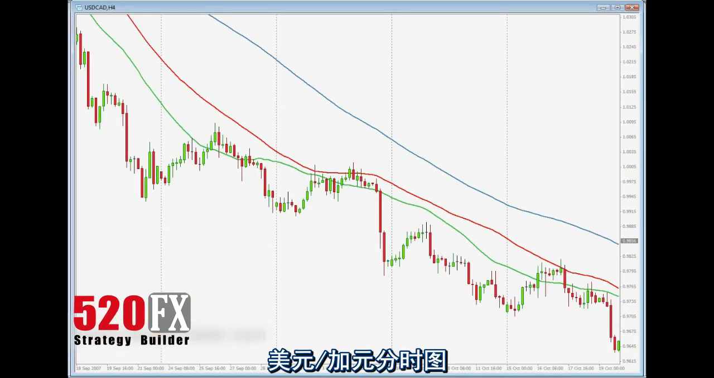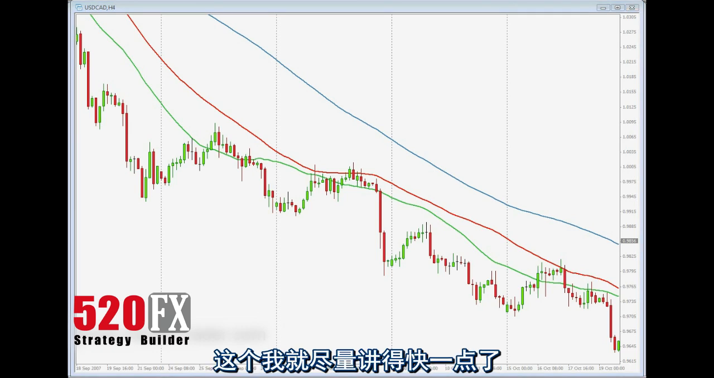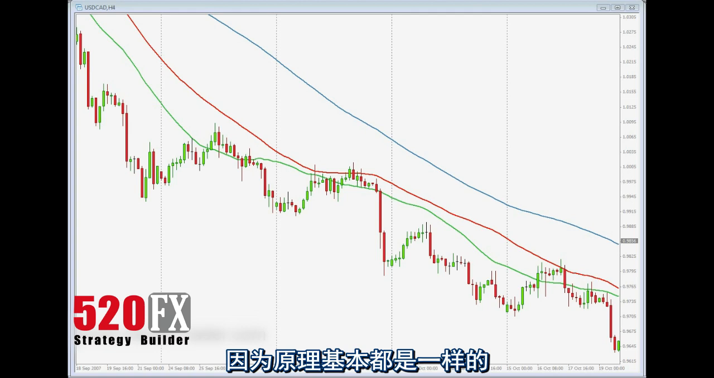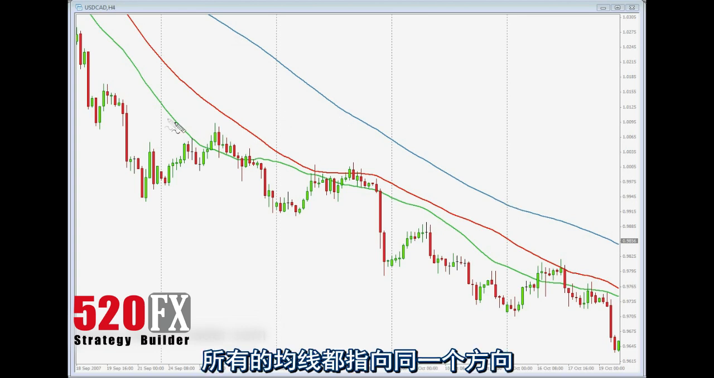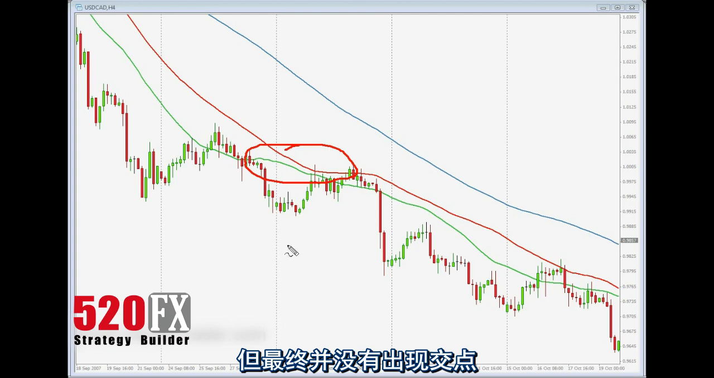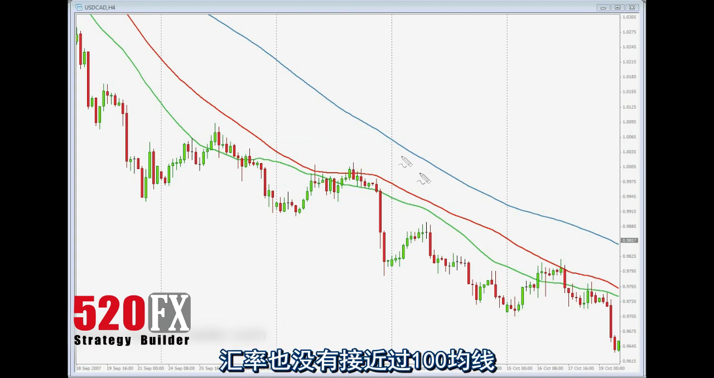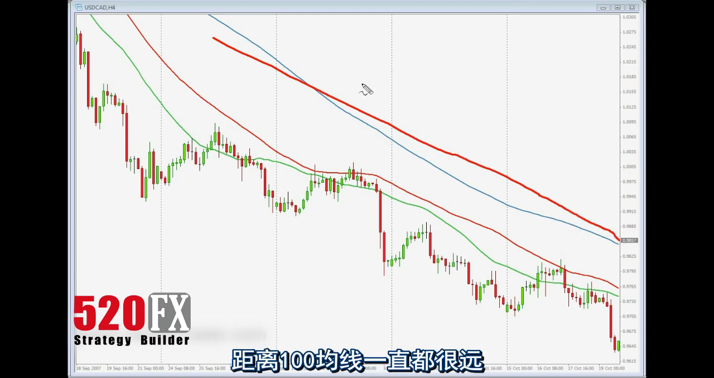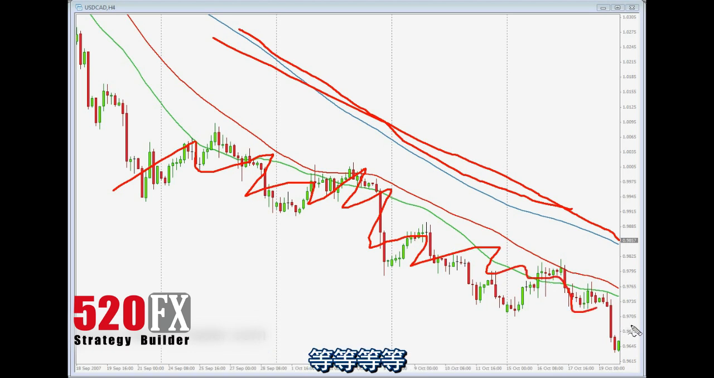In this case, the USD against the Canadian dollar. I'm going to do this very quickly because it's basically the same thing. First of all, we analyze whether we are in a trending scenario or not. Yes, we are. All the moving averages are in the same direction. No crossover whatsoever. There's a little bit of snaking around there. They get close to each other, but nonetheless there is no crossover. Price is nowhere near the 100. Have a look where the 100 is. It's the blue line, remember, and price is very far below it.